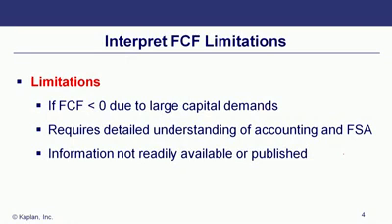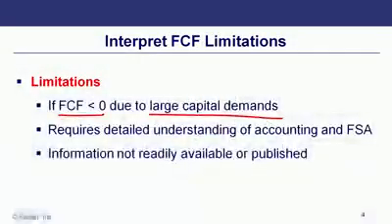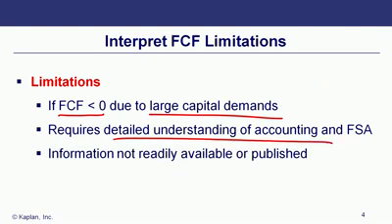Actually interpreting some of the free cash flow limitations. Well, free cash flow can go negative due to large capital demands, because it includes capital expenditures. When you buy that piece of equipment or that building, while the company may be profitable, a large purchase of a fixed asset during a particular year can make it go negative. It requires a detailed understanding of accounting, because you're using accounting data to arrive at free cash flow, and we're going to see how that calculation works. Also, information may not be readily available or published, and some of the information you're looking for you may not find. That is also a limitation.